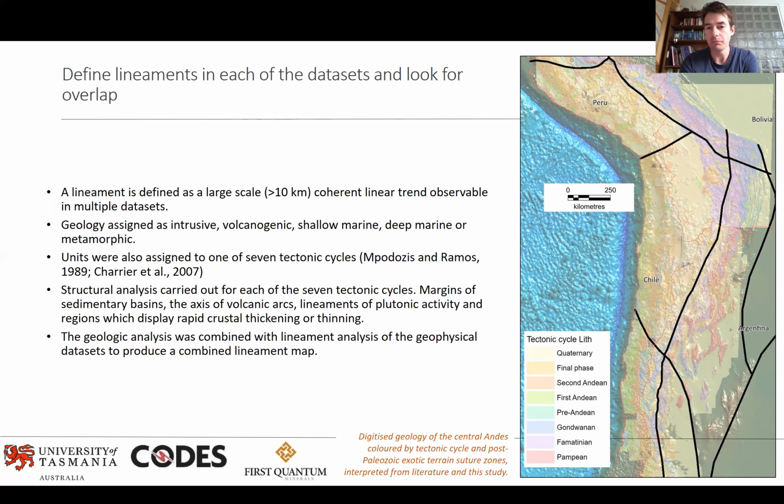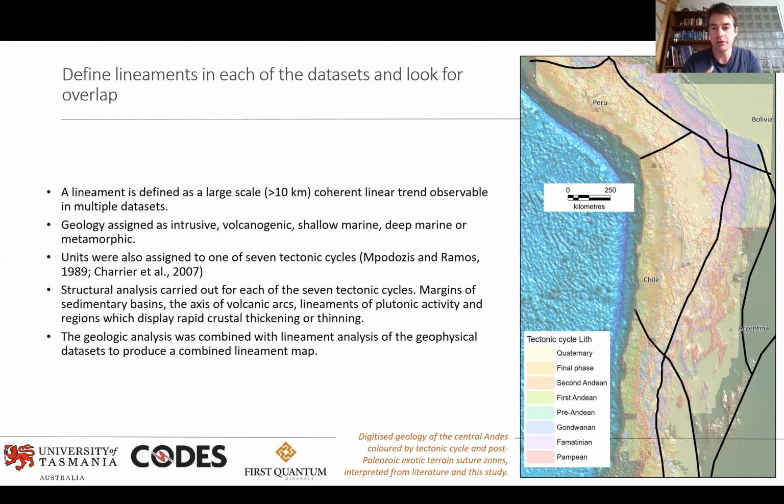And so we've also marked out the suture zones of these terrains based on literature and our geophysical data sets. And what we've also done to interpret lineaments is we've done a lineament interpretation on each of our individual data sets, so the magnetics, the gravity, the volcanoes, as well as the lithology. And we've split the lithology based on the recognised 7 tectonic cycles that have affected the Central Andes since the Precambrian, and we've done a structural interpretation on each one of those tectonic cycles as well.